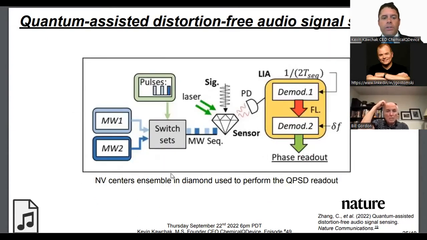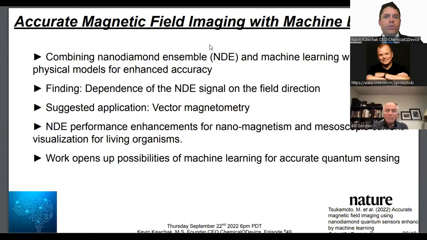Now, this is basically the setup. It says to perform the QPSD readout, this is how everything looked. So you have these pulse sequences, laser. It's fluorescence. All these tend to use fluorescence here. And if you want, you could look into the paper more, but that was kind of interesting.